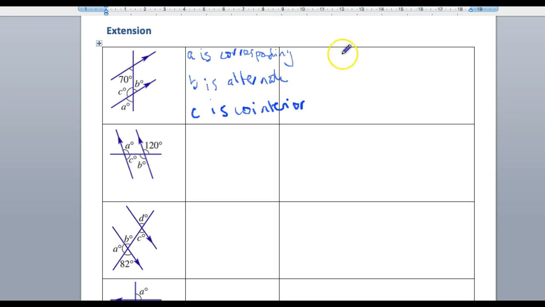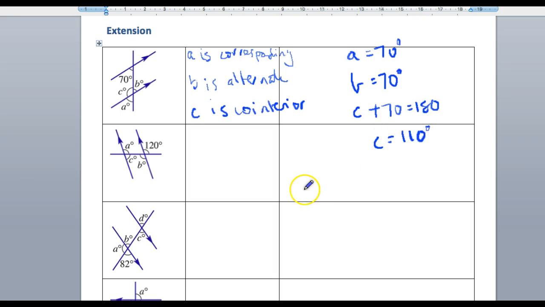Okay, so first of all, corresponding angles with parallel lines are the same. So A is 70 degrees. B, alternate angles are also the same. So it's also 70 degrees. And then for C, they have to add up to 180. So C plus 70 equals 180. So that means C is equal to 110 degrees. All right, I'm just going to clear that.